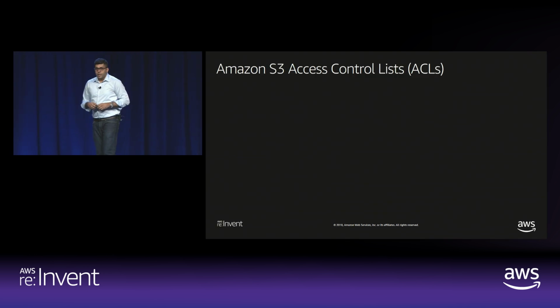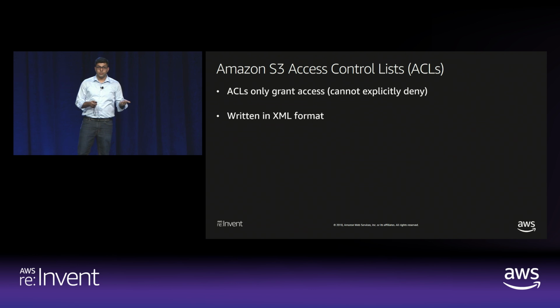Okay. Next, we're going to discuss ACLs. Access control lists are a precursor to policies that you can hang off a bucket or an object. This is specific to S3. It's much simpler because you need to give a permission, and an ACL needs a grantee. So ACLs can only grant access. You cannot explicitly deny access with ACLs.